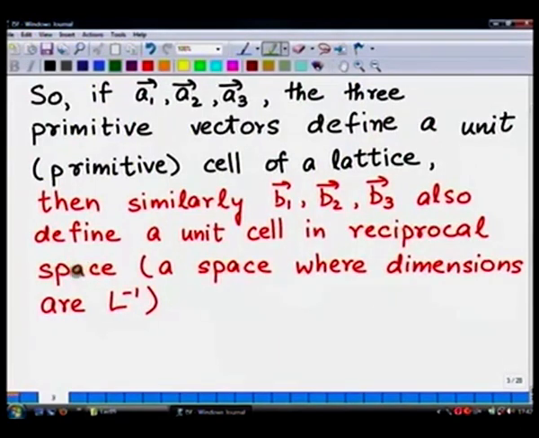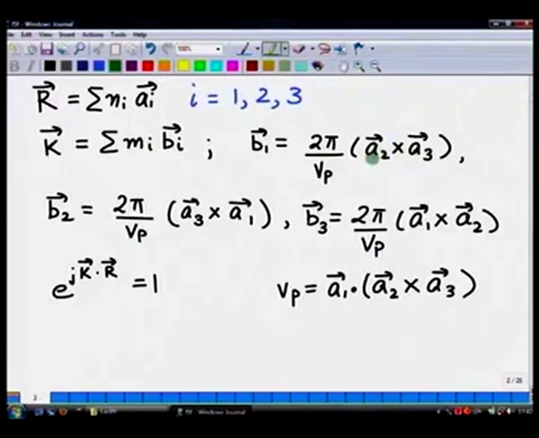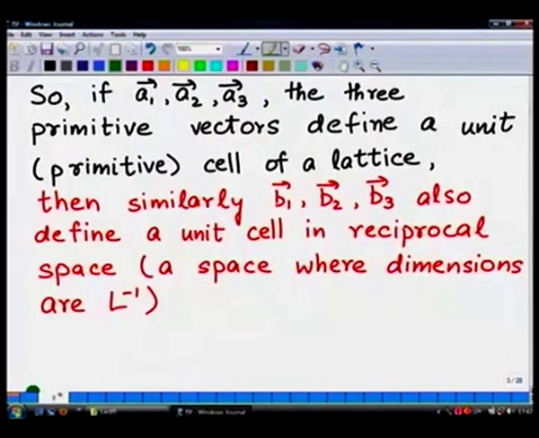What is the meaning of reciprocal space? Reciprocal space simply means a space where dimensions are inverse of length, which you can see that this has a dimension L square, and then Vp of course is volume. So, L cube. So, then L square divided by L cube gives you 1 by L. So, all B's have dimension of per unit length. So, therefore, this space we are calling reciprocal space. That's the reason we started calling it reciprocal space.